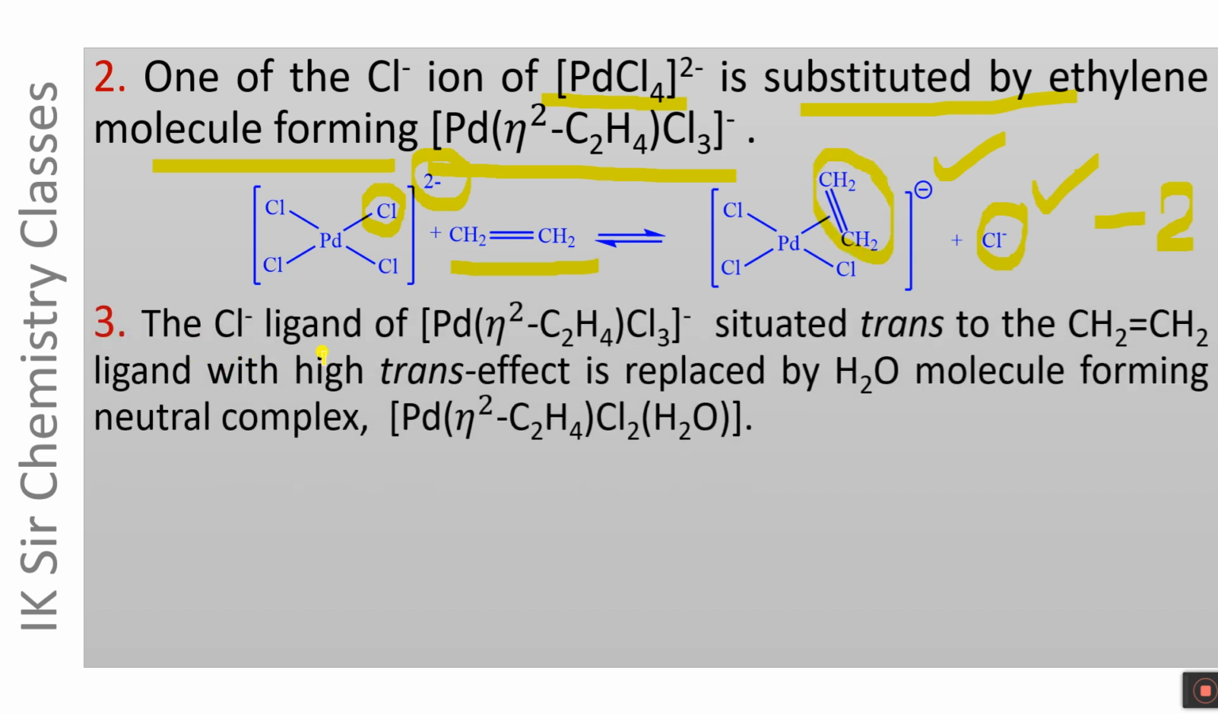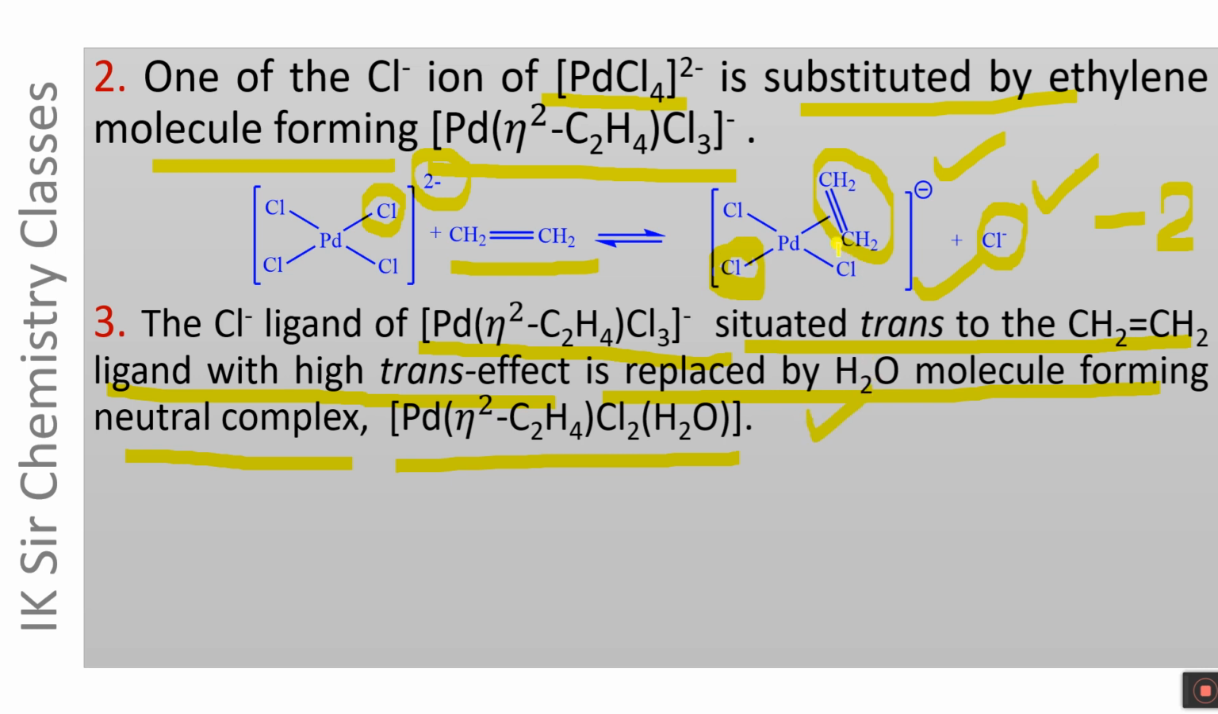The Cl- ion ligand of this complex, situated trans to the ethylene ligand which has a high trans effect, is replaced by an H2O molecule, forming a neutral complex. It means the Cl- ion situated trans to the ethylene molecule is substituted by an H2O molecule, forming a neutral complex.